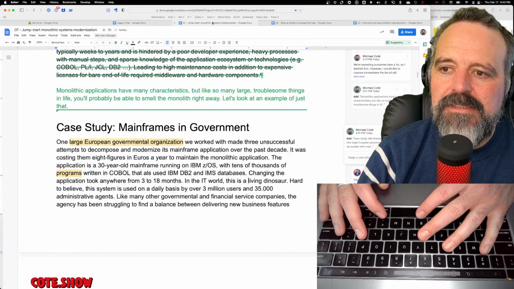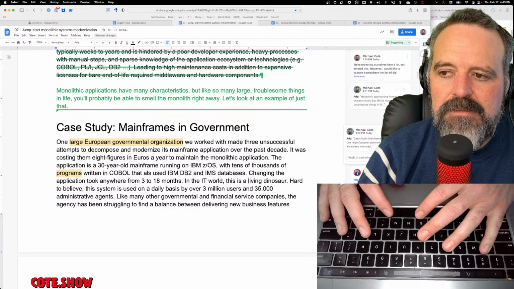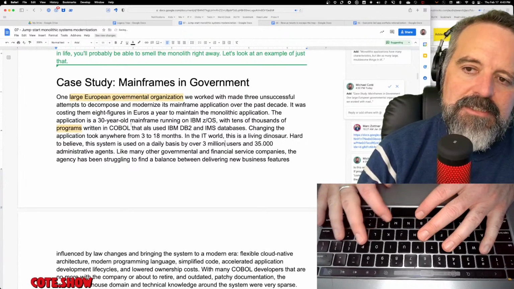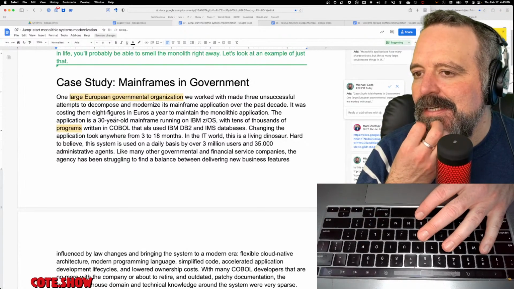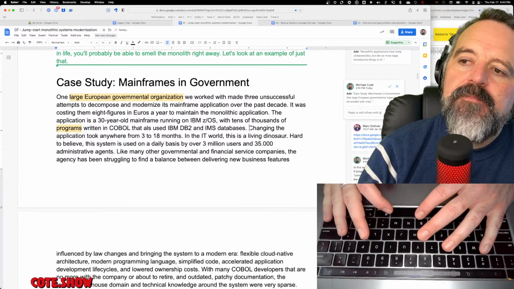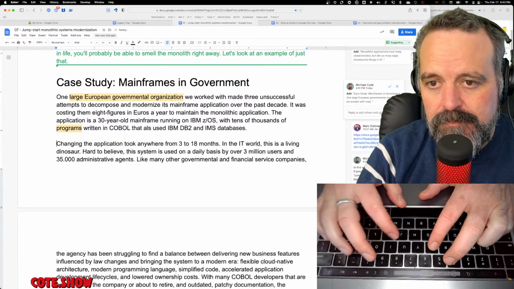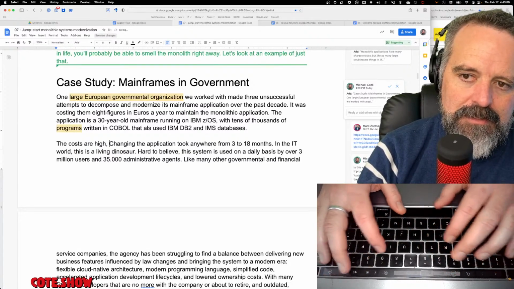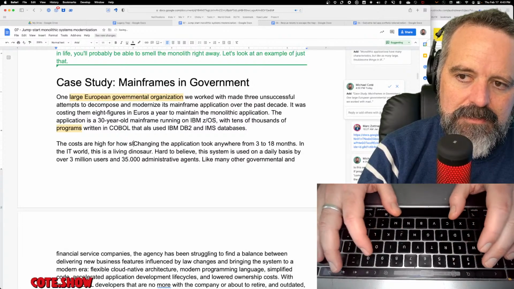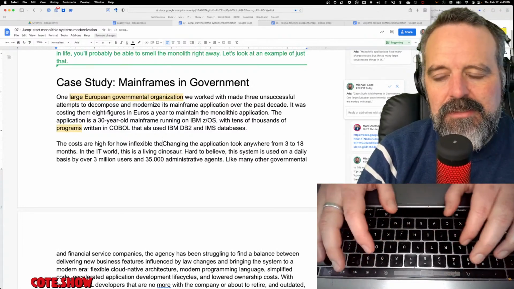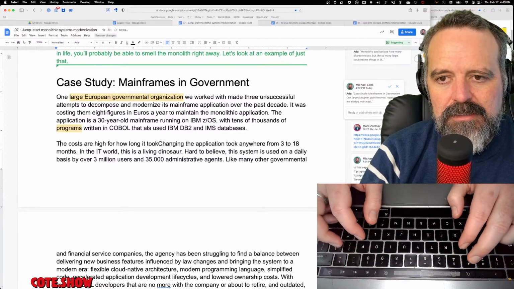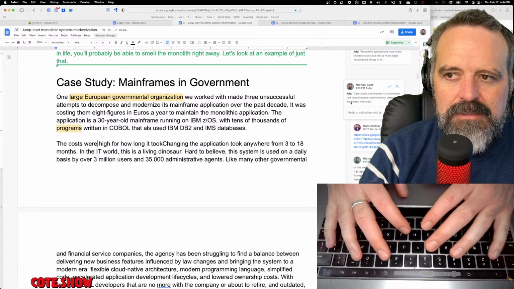Would it be a little too gratuitous? Let's see. There's that European thing where they like to use a decimal instead of a comma. Application is a 30-year-old mainframe. The costs are high for how inflexible, for how long it took. We worked with.